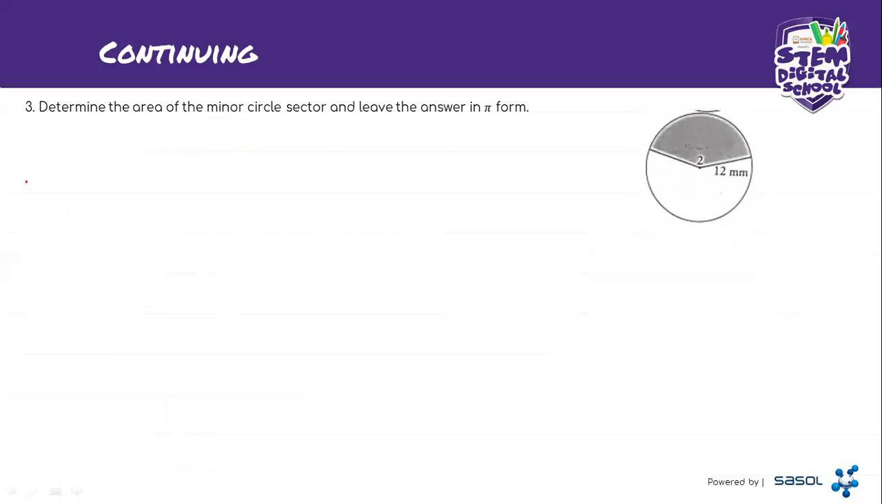All right. Number 3, determine the area of the minor circle sector, and then leave the answer in pi form. We spoke about pi form. Now let us study this picture that we're having. We have the angle there. You can see our angle is 2, meaning it is in terms of radians already. So there is no need for us to convert it, because that 2 is not in degrees, right? It's just 2, so meaning it is 2 radians.